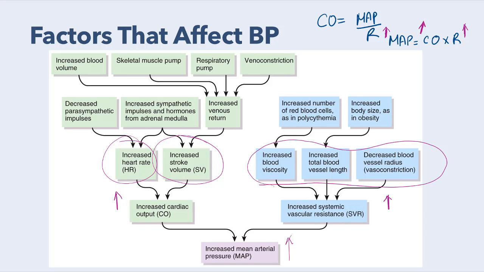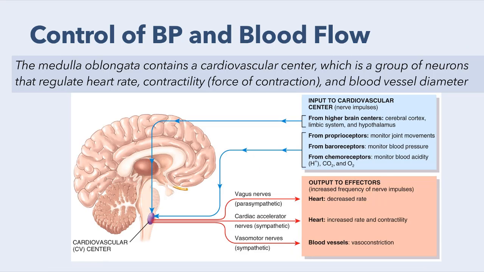What are some of the homeostatic mechanisms that we employ to keep everything constant? One of the major ways we can regulate or control blood pressure and blood flow is through a group of neurons that we find in the medulla, we call the cardiovascular center. This group of neurons can regulate heart rate, force of contraction, as well as blood vessel diameter. So how does it do that?